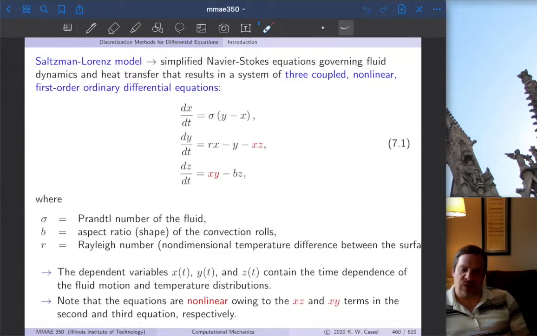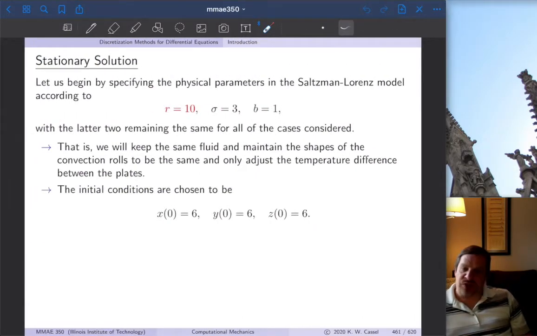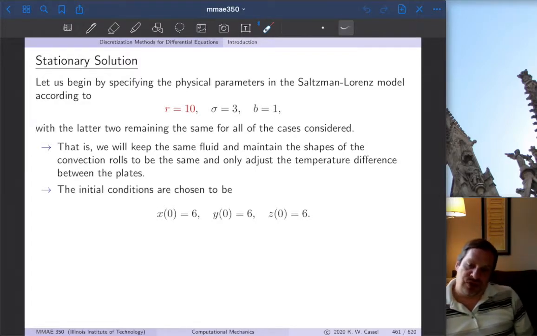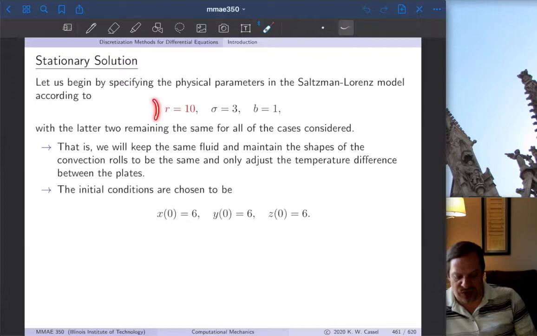Very easy to solve in Mathematica, which is what I've done here. Very easy to solve in Python with built-in functions. So I'm going to start off with a low Rayleigh number, 10, you'll see here. And the sigma and the B are going to stay the same. So the Prandtl number and the aspect ratio are not going to change until I say they do. So for most of the rest of this video, sigma is 3, B is 1. And the only thing we're going to change is the Rayleigh number.